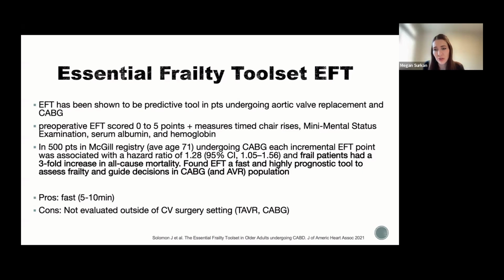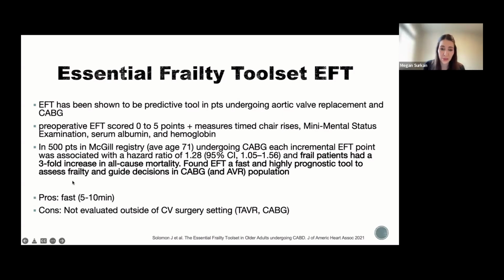They found that each incremental EFT point was associated with a hazard ratio of about 1.3 for poor post-op outcomes, and frail patients had a 3-fold increase in all-cause mortality. So they found this EFT was a very quick tool to do. It's also highly prognostic, to help guide decision-making on things like bypass and aortic valve replacement.